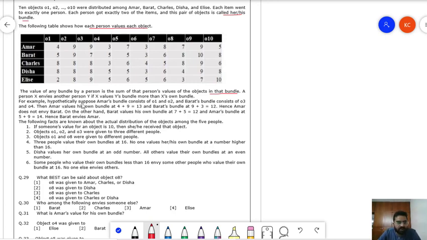फॉर एग्जाम्पल हाइपोथेटिकली सपोज अमर्स बंडल कंसिस्ट्स ऑफ O1 एंड O2, ओके, एंड भरत्स बंडल इज O3 एंड O4. देन अमर वैल्यूज हिज ओन बंडल एज 13, 4 प्लस 9 13, एंड भरत कंसिडर्स एज 9 प्लस 3 12. सो अमर डज नॉट एनवी, बट ओके, उसका 13 है, उसको सामने वाले को 12 मिला है तो चलेगा. ऑन द अदर हैंड भरत वैल्यूज हिज ओन बंडल एट 7 प्लस 5 12, एंड अमर्स बंडल एट 5 प्लस 9 14. सो भरत एनवीज अमर. सो इफ यू सी, देयर इज अ कॉन्सेप्ट ऑफ एनवी ऑल्सो.